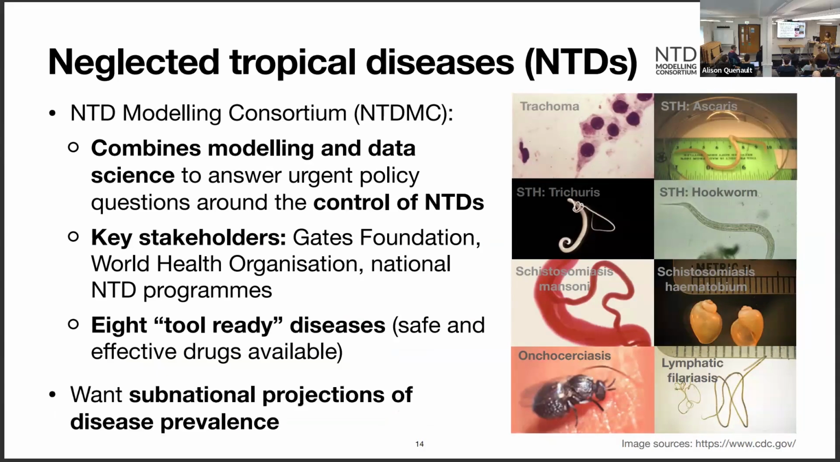And what we really wanted to know was, at a fine spatial scale, what's the disease prevalence in these areas? And what are the factors driving transmission at a fine spatial scale?